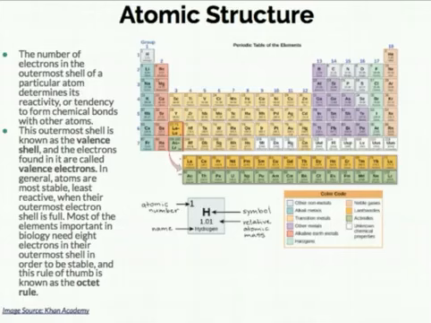So continuing with atomic structure, the number of electrons in the outermost shell of a particular atom determines its reactivity, or tendency to form chemical bonds with other atoms. The outermost shell is known as the valence shell, and the electrons found in it are called valence electrons.